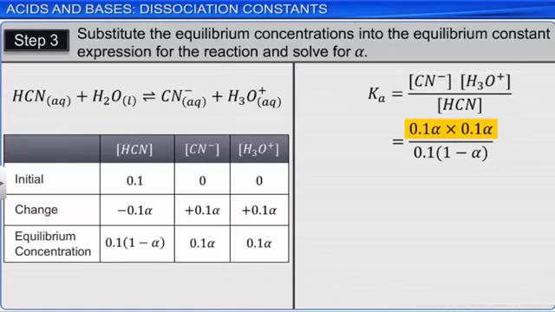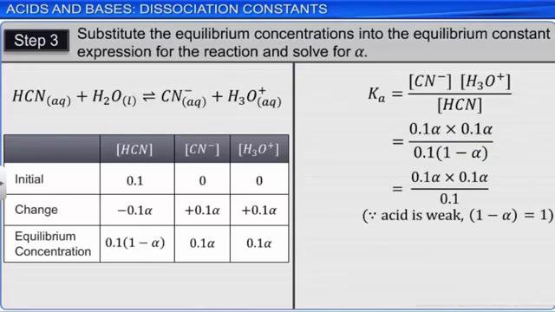As hydrocyanic acid is a weak acid, it undergoes dissociation to a very little extent, and hence the value of alpha is very small. Thus, 1 minus alpha can be taken as 1. Thus, Ka becomes equal to 0.1 alpha squared. As the value of Ka for hydrocyanic acid is given as 4.9 multiplied by 10 raised to the power minus 10, we can write 4.9 multiplied by 10 raised to the power minus 10 is equal to 0.1 alpha squared.